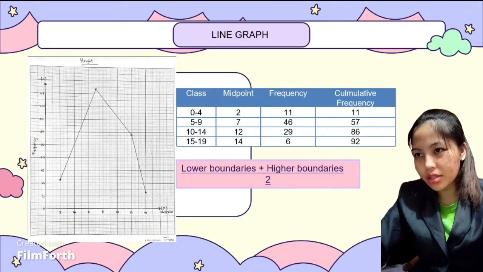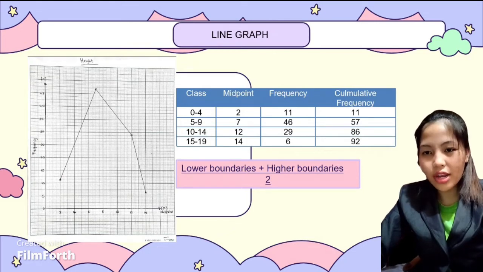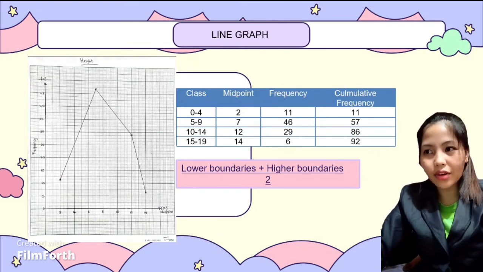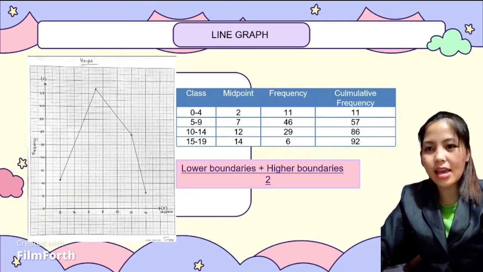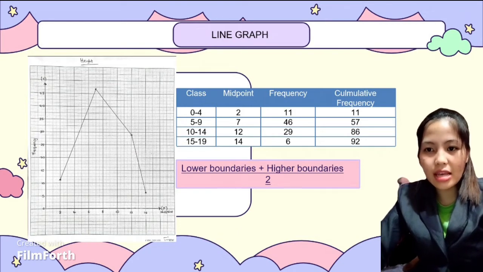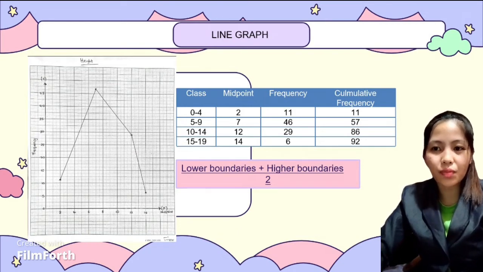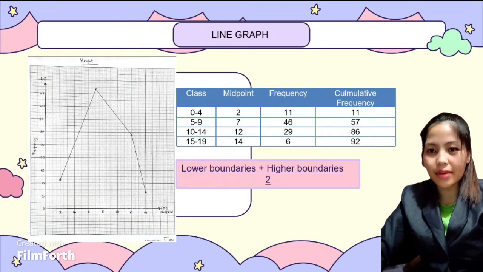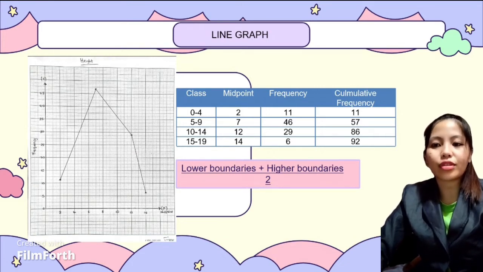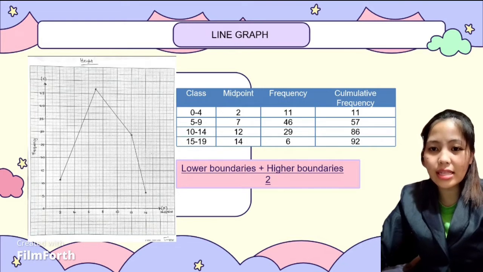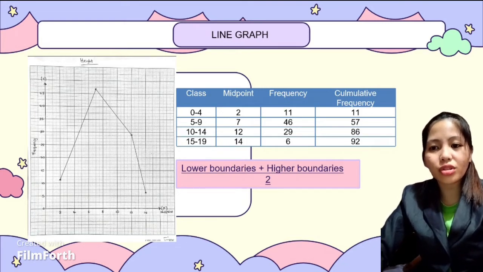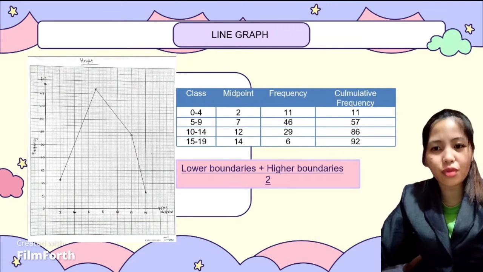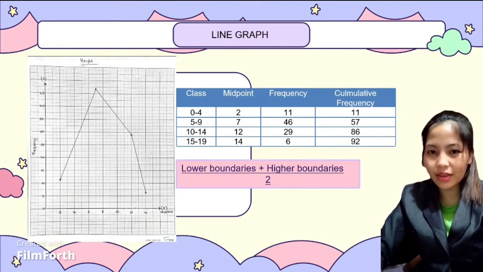So we will go to the next one. I chose the next graph, which is the line graph. Here in this slide you can see the graph and the table, also the formula. The table has class, midpoint, frequency, and cumulative frequency. From the line graph, we can see that the graph starts at 2, where the cumulative frequency is 11, and the graph ends at 14, where the cumulative frequency is 6. From this, we can conclude that the highest height of fish is from 5 to 9. Okay, that's all from me. Thank you.